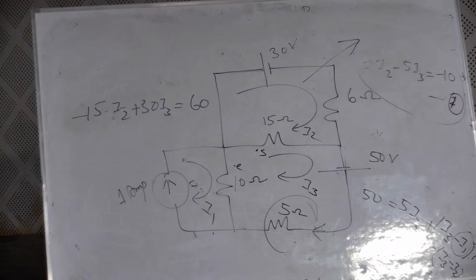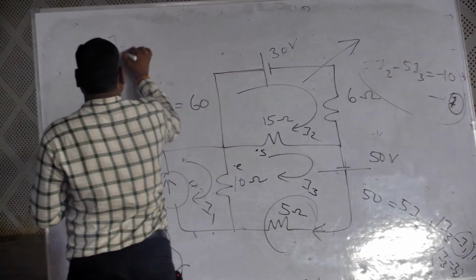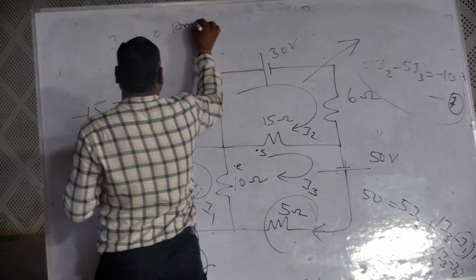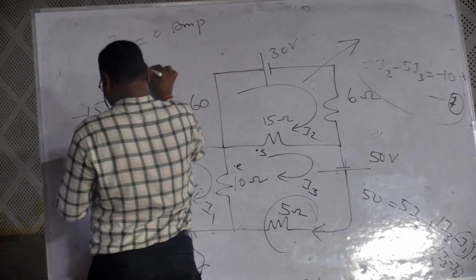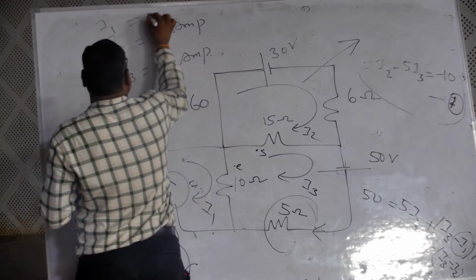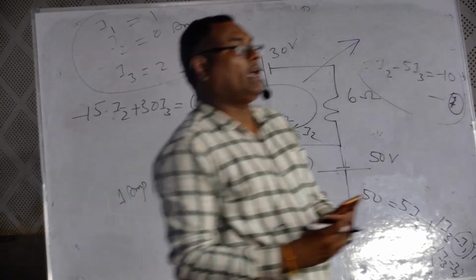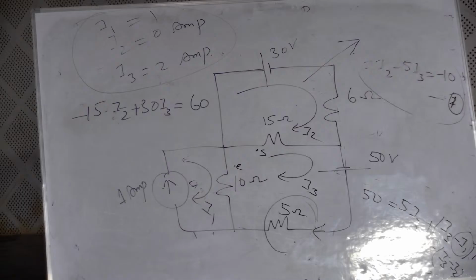I2 is equal to 0, I3 is equal to 2 amperes. I1 is equal to 1 ampere. The unknown current answers: I1 is equal to 1 ampere, I2 is equal to 0, I3 is equal to 2 amperes.